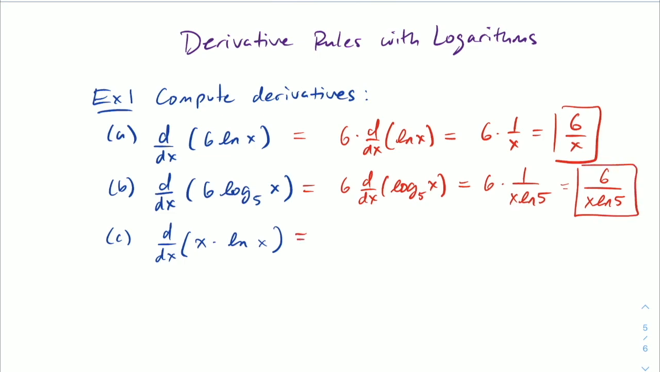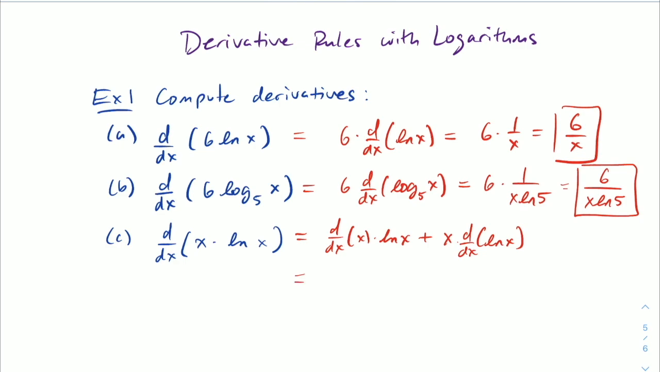And then in this last expression, we have a product. So you might be tempted to write 1 times 1 over x. That's not correct. We need to use the product rule here. So we'll take the derivative of x, leaving the natural log alone, and then we'll take the derivative of the natural log, leaving the x alone. We'll compute these products and then put them together.